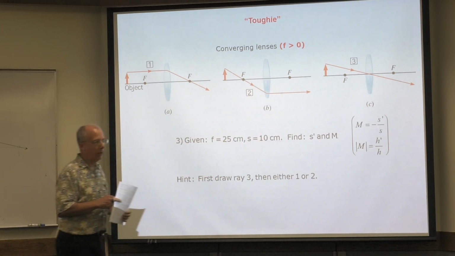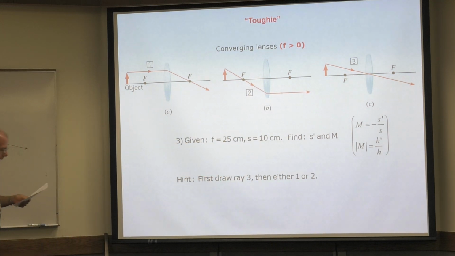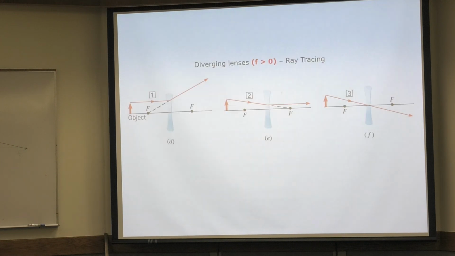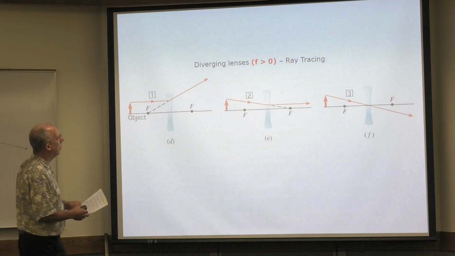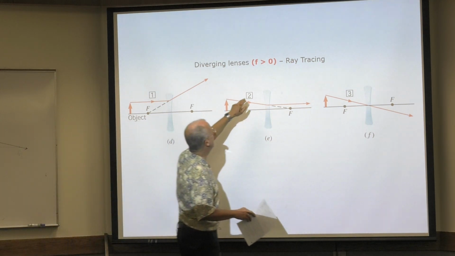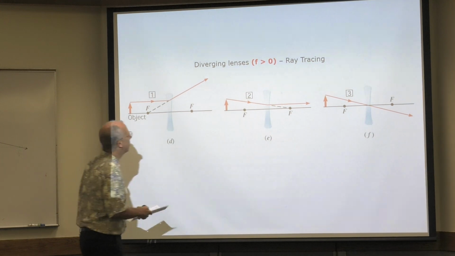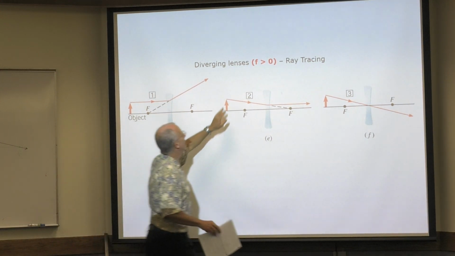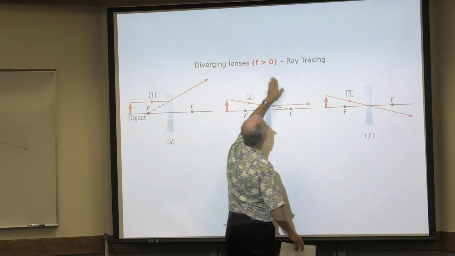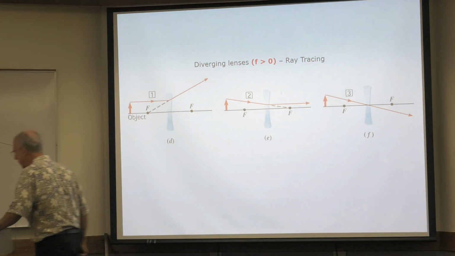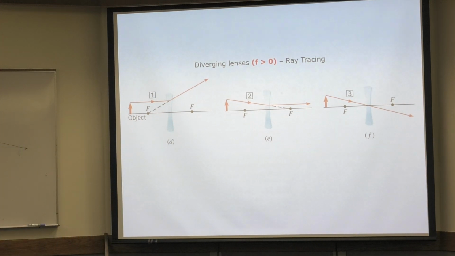Focal length is positive. Now let's do some diverging. These are tougher. Well, not really, but a little bit. That's supposed to be a negative. I mean a less than. Oh, golly. All right, sorry. Diverging lens, f is less than 0.